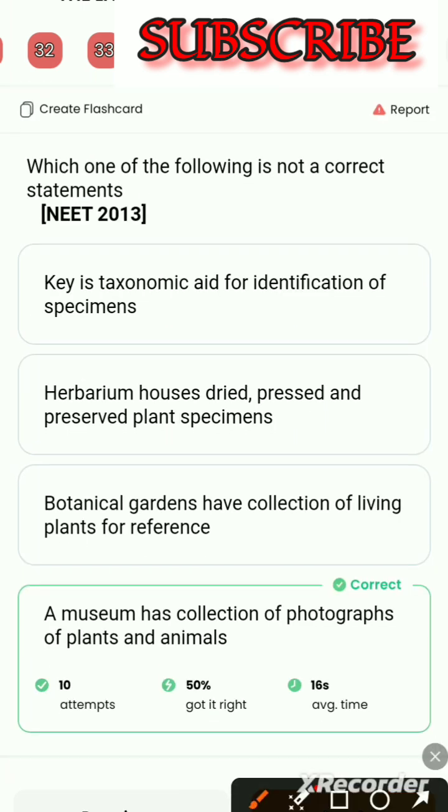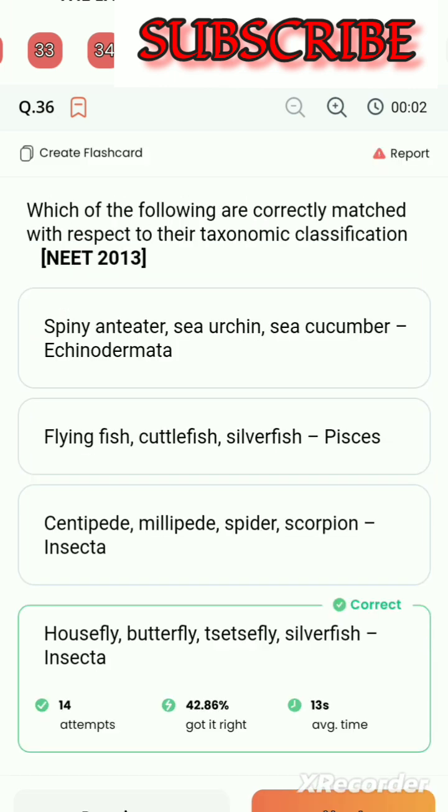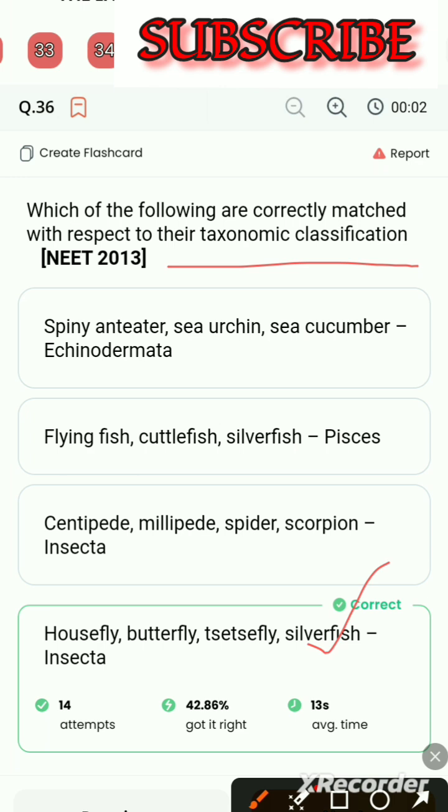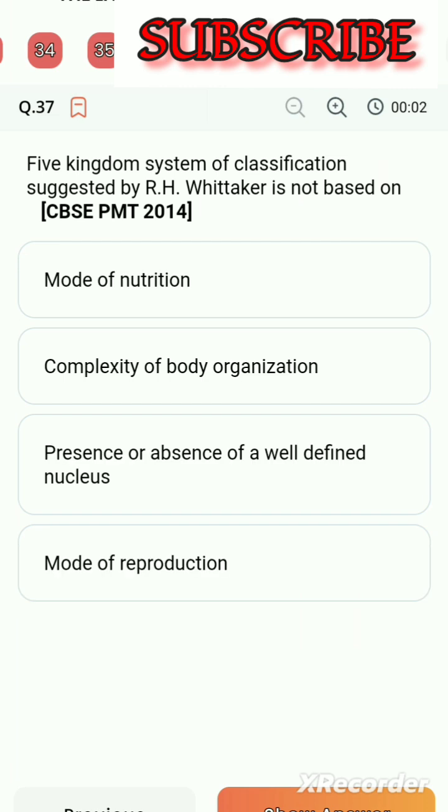Option B. Which one of the following is not a correct statement? Already asked in NEET 2013. That is, a museum as a collection of photographs of plants and animals. You all know what a museum is. It is not a collection of photographs, right? So that is the wrong one. And question 36, which of the following are correctly matched with respect to their taxonomic classification? That is the last one. Insecta. Housefly, butterfly, silverfish, all these belong to Insecta.